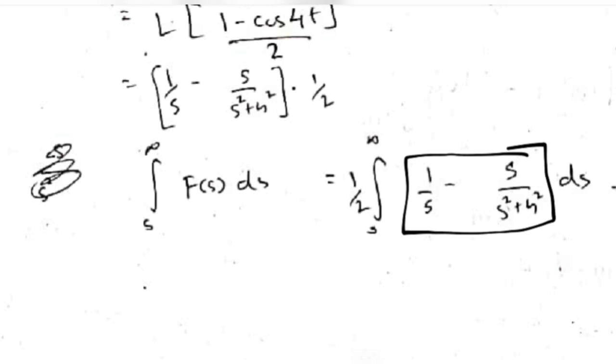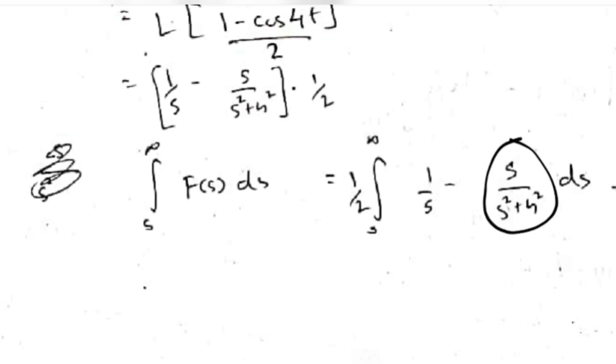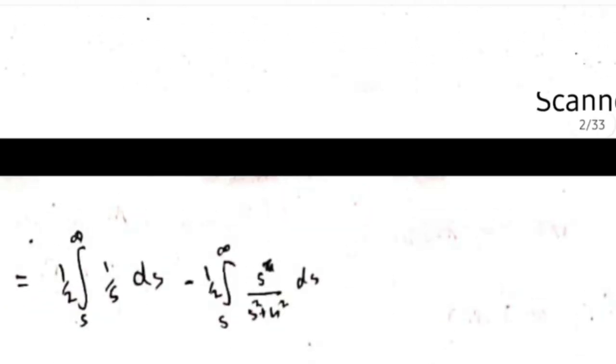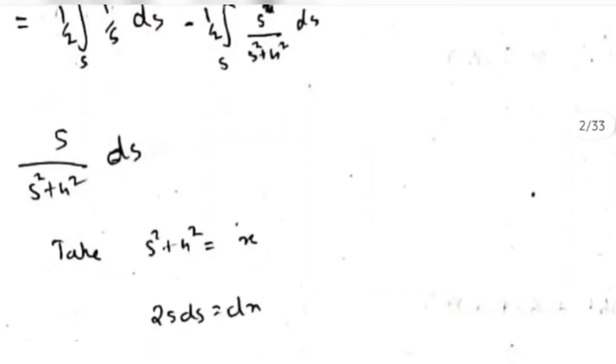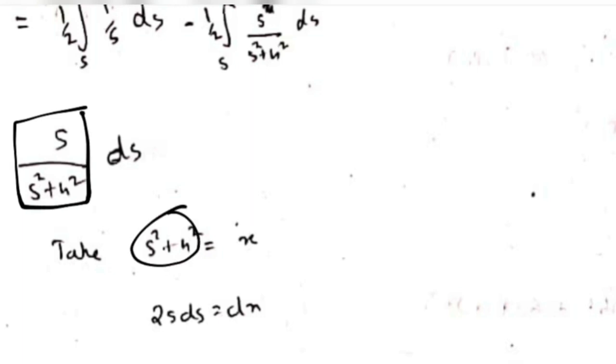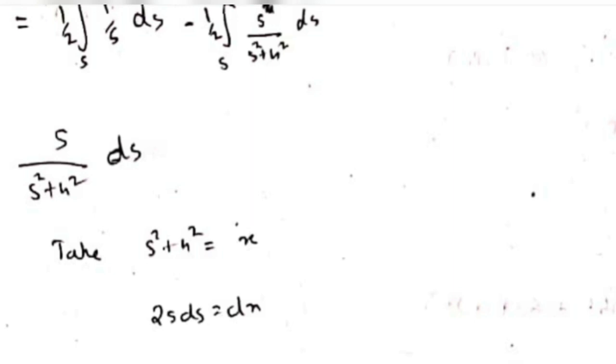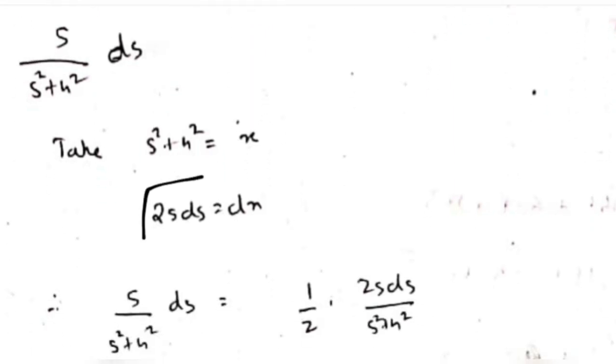Okay, now this one is easy, this is log s, right? Coming to this term we have to find some substitution and then we can integrate. Okay, now consider this term here, s by s square plus 4 square. Take the denominator as x. Okay, and then differentiating both sides we get 2s ds is equal to dx.